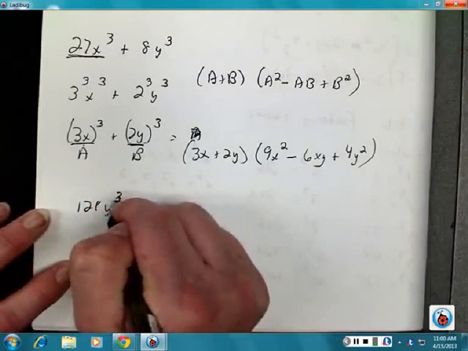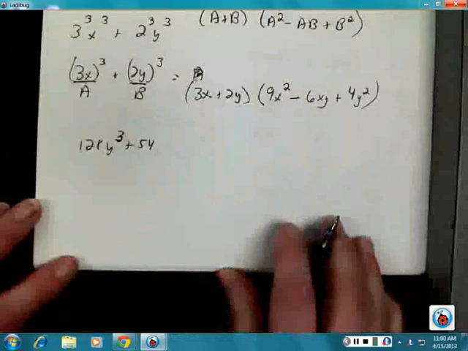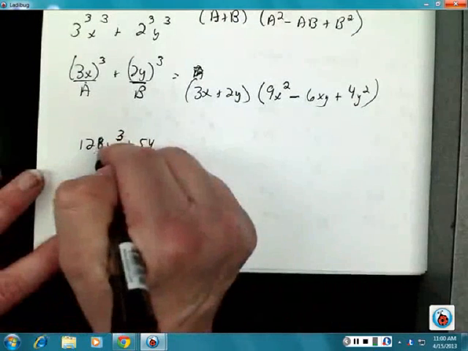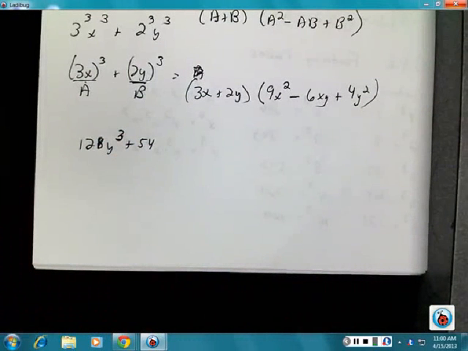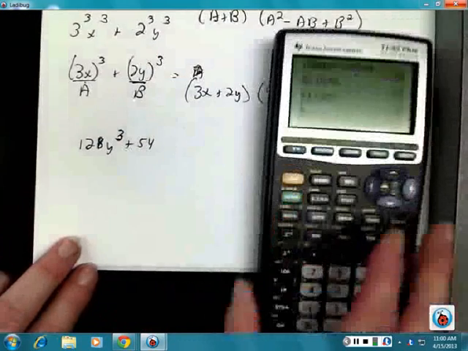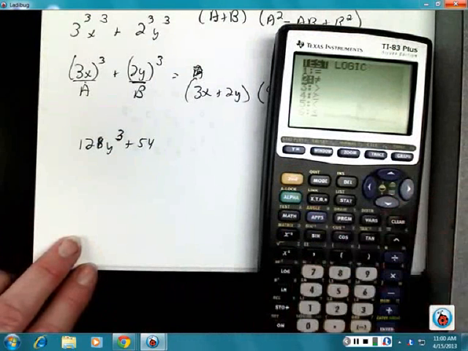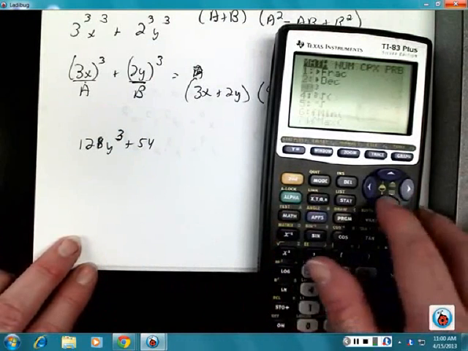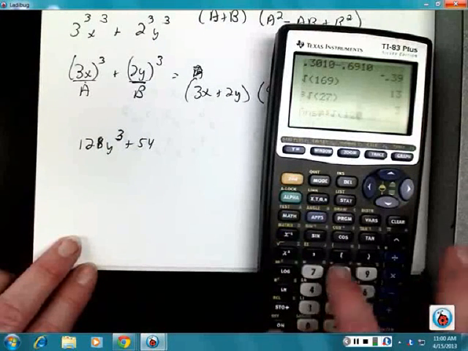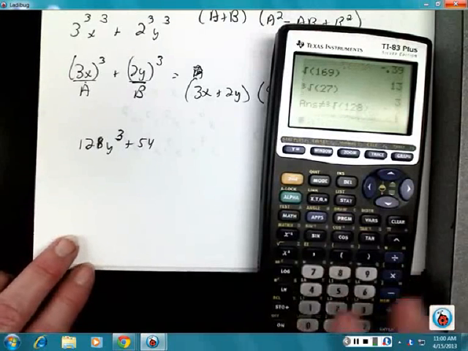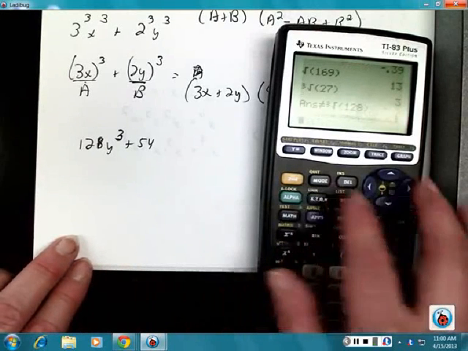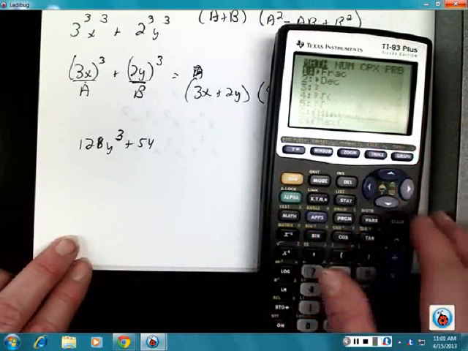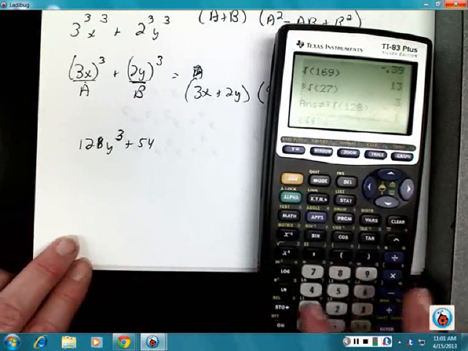128y cubed plus 54. So if I put these guys on, are they perfect cubes? Math. Down to 3, number 3, cube. I put 128 in there. And I get, no, that's not what I'm supposed to have. Yeah, I think Math, 3, put 128 in. Close it in parentheses. I get a decimal number.